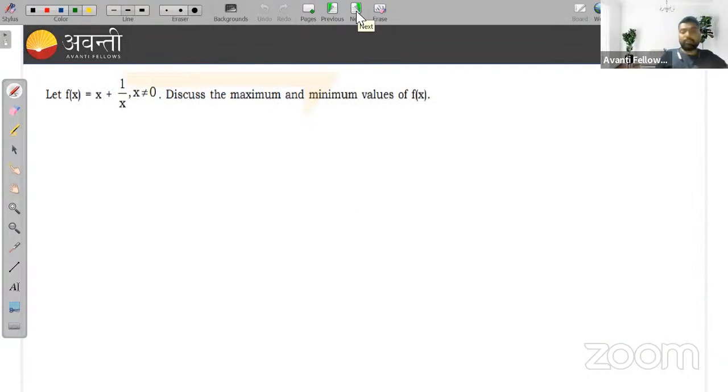So this is a case, and we will check whether the function gives you a maximum or minimum, and find the maximum and minimum value also of this function, local maximum and local minimum, by using the first derivative test. So how can we solve this question? We have the function f of x is equal to x plus 1 by x. So we need to find f dash of x first. That is actually 1 minus 1 upon x square.